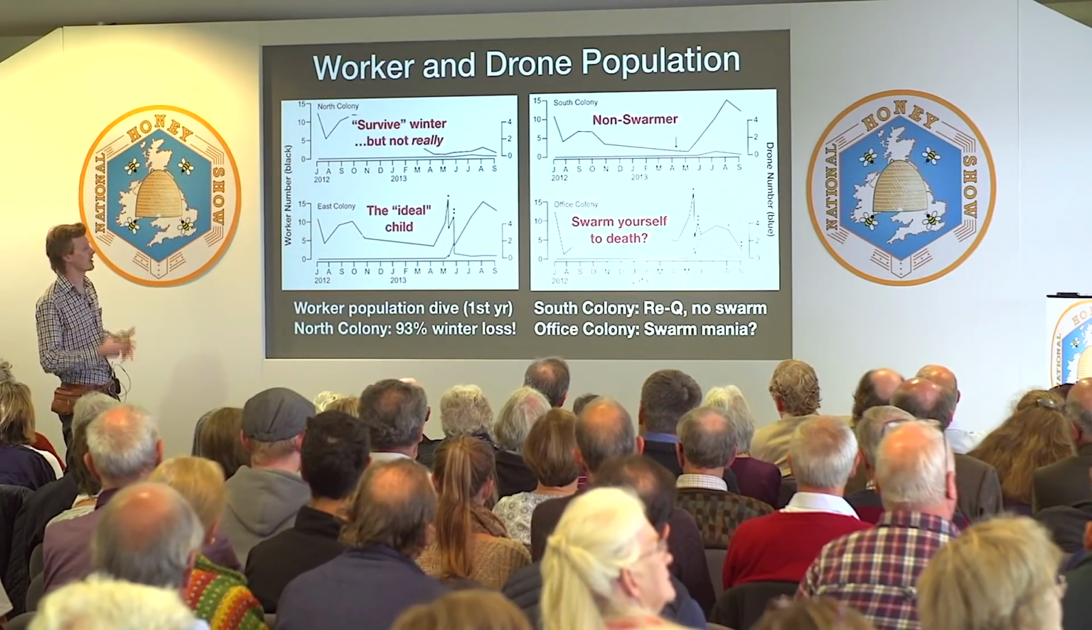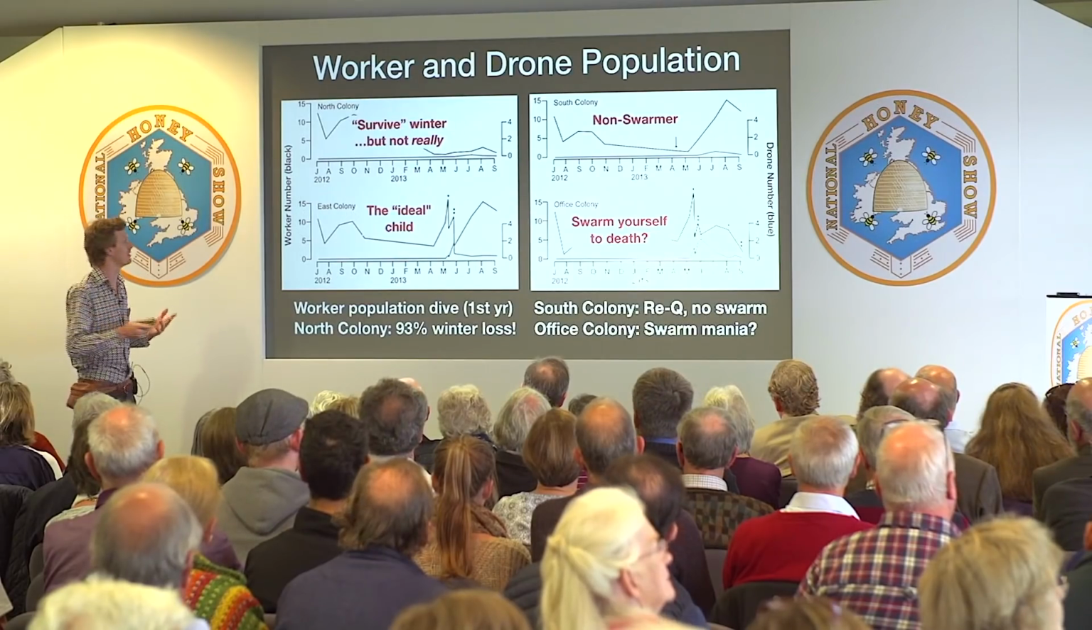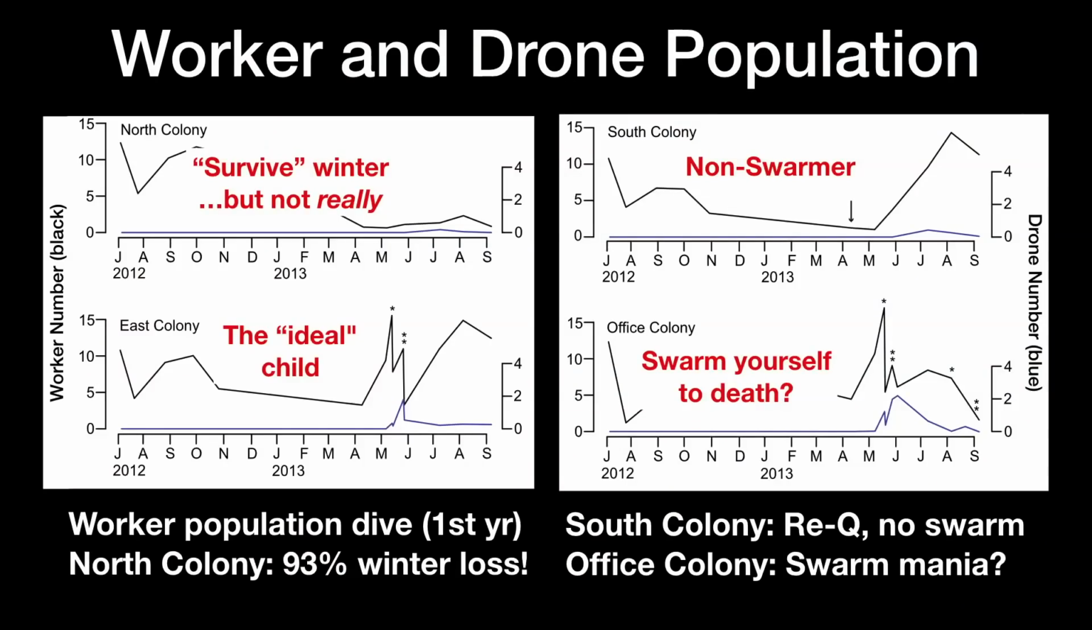If I were to put them into bin categories, I'd say you've got your North Colony, that's like your child that survived winter, but not really. You survived, but you're not getting a gold ribbon. You have your East Colony, that's kind of like your ideal child. They swarmed, they after-swarmed, and then they built up to survive that winter.